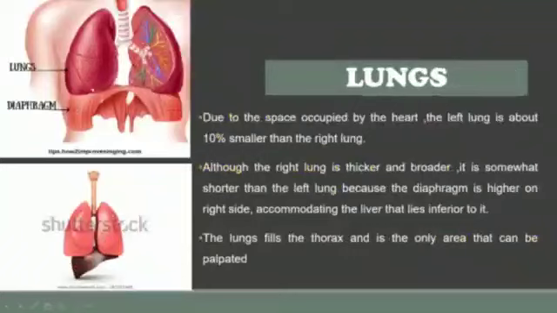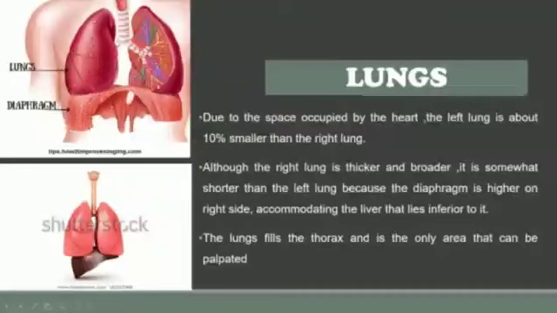As you all see, on the right side of the abdomen we have an organ called the liver. As we know, the liver occupies most of the right side of our body. So what happens due to the accommodation of the liver on the right side, the lung is pushed, or the length of the lung will be reduced, which means the right lung is short when compared to the left lung, because on the right side you have your liver occupying the space.